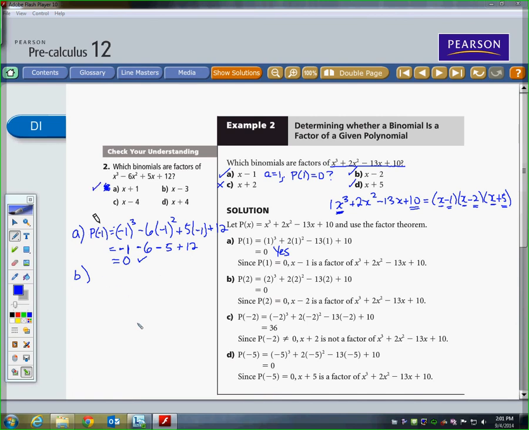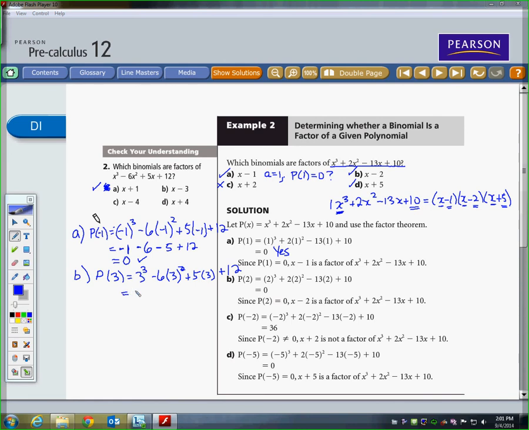Cha-ching. Okay, I'll still do B. The thing to watch out for, you just saw me make that mistake, is I don't plug in a negative 3, I plug in a 3. So I'm going to say P of 3 is equal to 3 cubed minus 6 times 3 squared plus 5 times 3 plus 12.